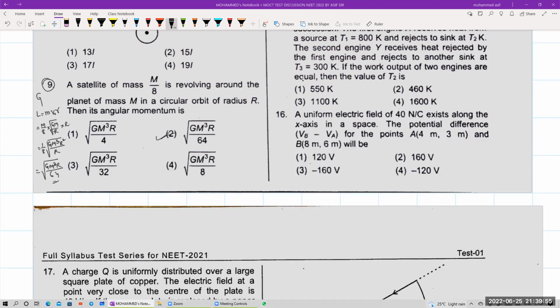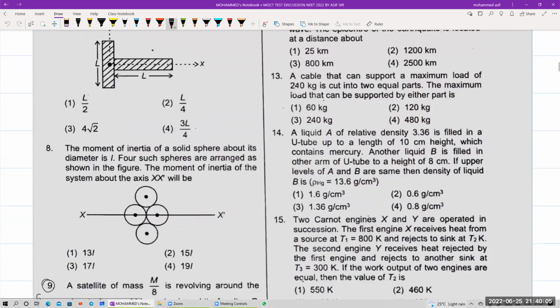Very good. As it is an orbital velocity, V naught is under root of gm divided by r, into radius is nothing but r. Just simplify it, we'll get the answer for that one. The next one.